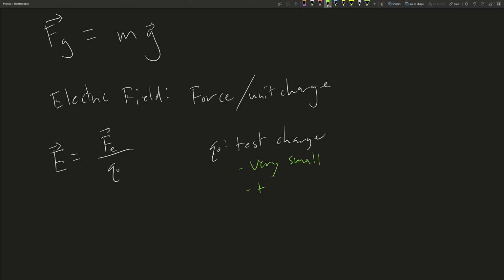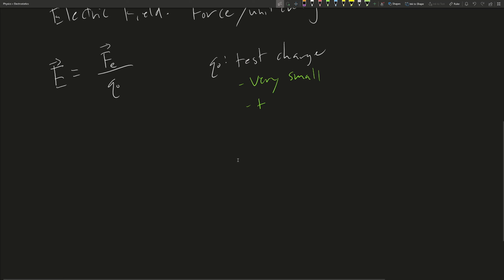Now, like I said, the sign of this test charge doesn't change the direction of the electric field. It's just that positive charges will have a force in the same direction as the electric field, and negative charges will have force in the opposite direction. You'll see that it cancels out with a negative charge, but we want to use a positive charge to test for electric fields because the force is in the same direction.